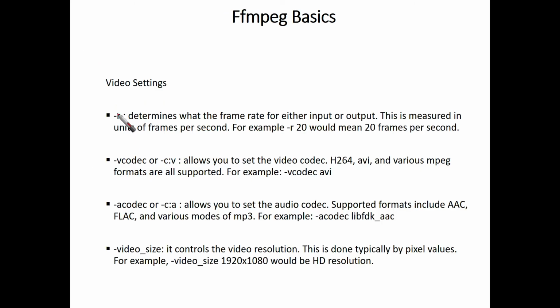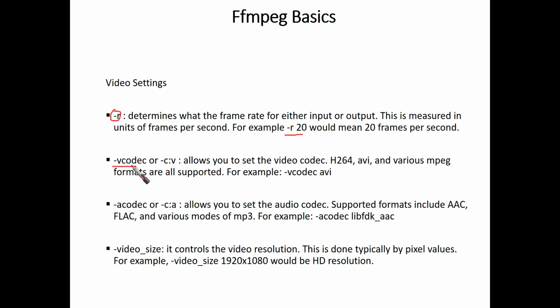For example, -r means what kind of frame rate you want, either in input or output. This is measured in frames per second. If you include it like that, I'm telling ffmpeg to produce my output file with 20 frames per second.